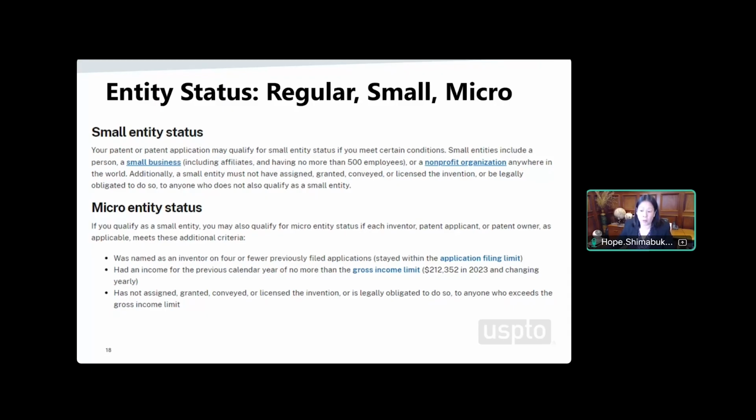As another reminder, whether or not an inventor qualifies as a small or micro entity, this status does not affect your fees for attorneys. Unfortunately, applicants are allowed to file without legal representation, and there are several programs that I will talk about that will allow you to receive pro bono help if you qualify.